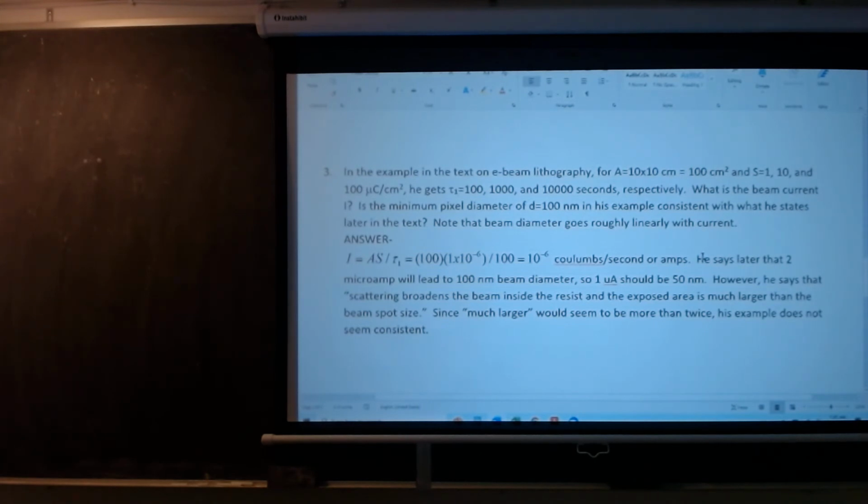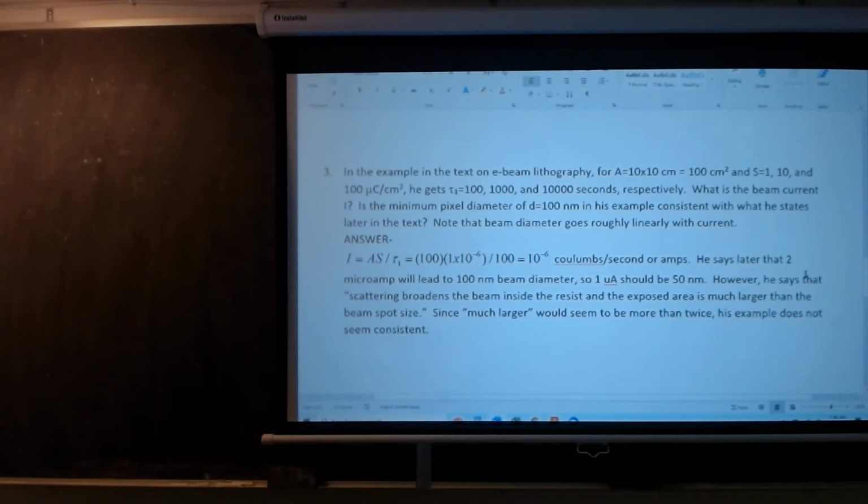The question was, he says that in that same example you can do a pixel diameter of 100 nanometers, and the question is whether that's consistent. I gave you the information, which you could read in the text: the beam diameter goes roughly linearly with current. He says later that 2 microamps will lead to a 100 nanometer beam diameter, so 1 microamp should be 50 nanometers.